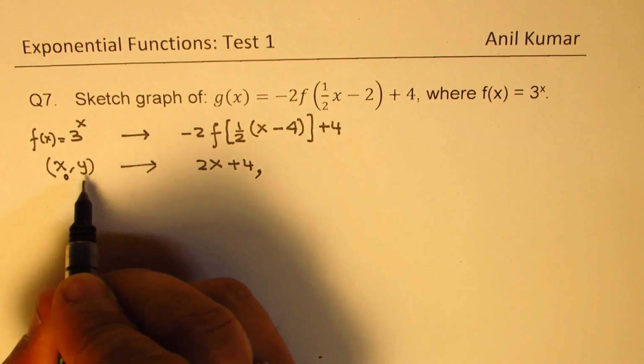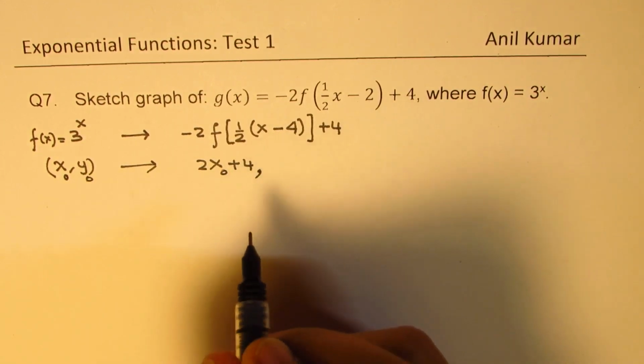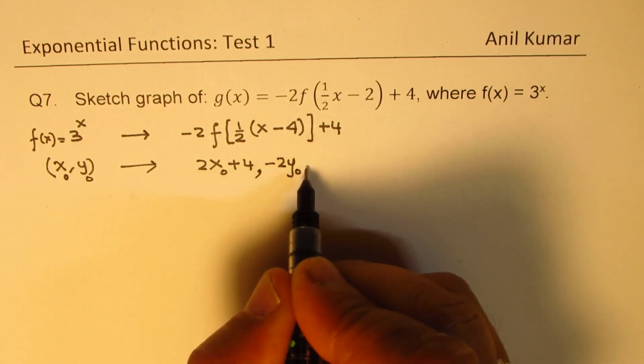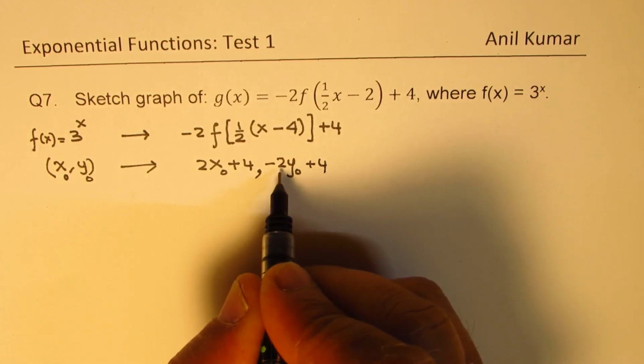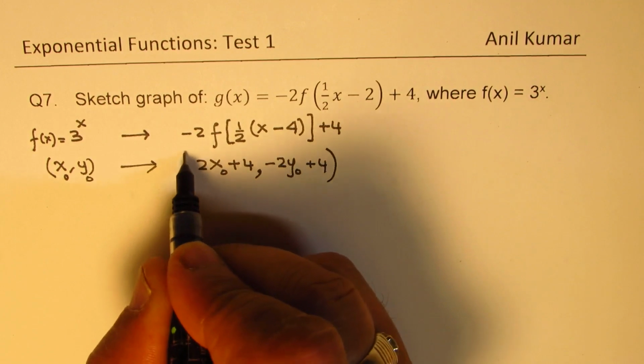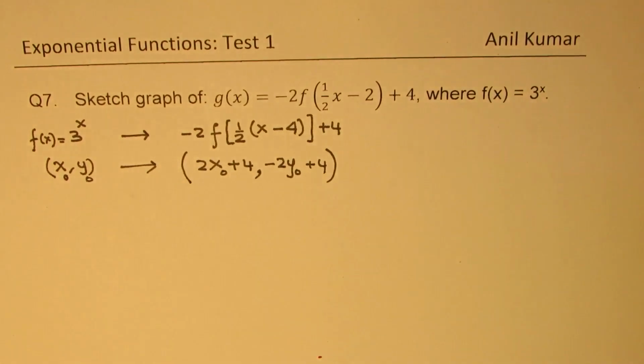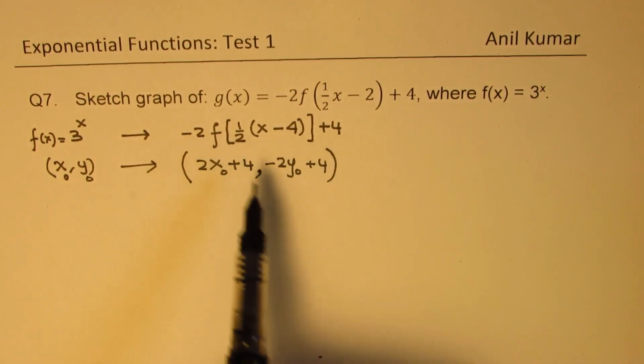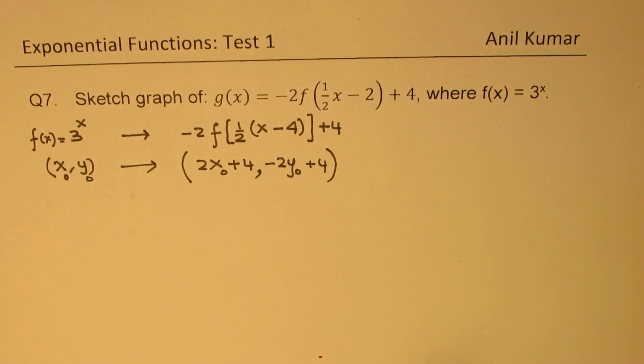So we can write this as x0, y0, the original values, right? So minus 2 times y0 plus 4. So it is reflected on the x-axis and moved 4 units up, correct? So our graph basically, you can see, is going downwards now with horizontal asymptote at 4. So more or less we got an idea.